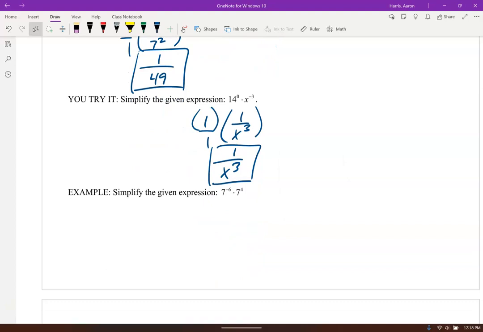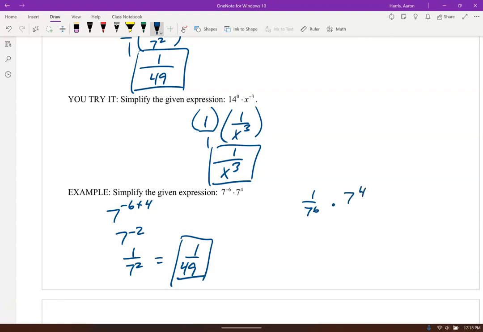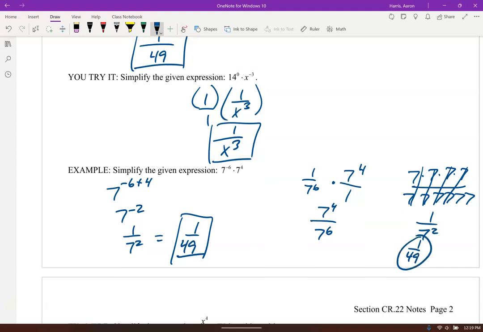Next one, we got 7 to the negative 6th times 7 to the 4. You could do this with your product of exponents here. Since they're the same base, you could add them. You could also do it from the get-go. You could write that as 1 over 7 to the 6th. So now you multiply numerators, multiply denominators, and notice you have 4 sevens on the top, 6 on the bottom. So you're left with 2 on the bottom. Either way works on that.